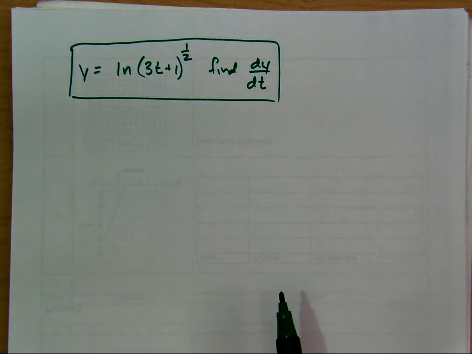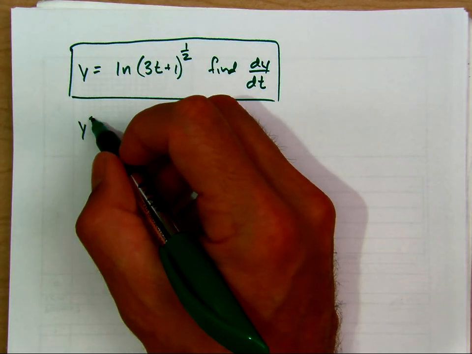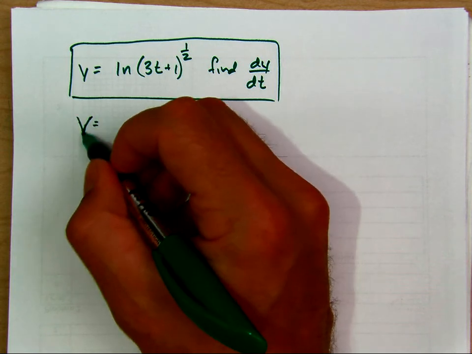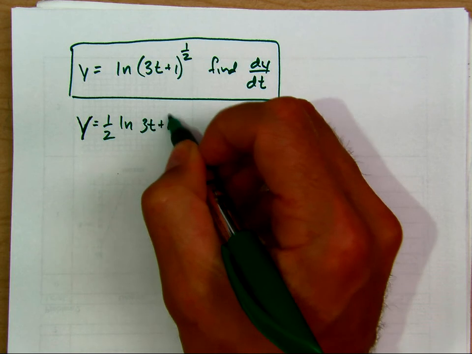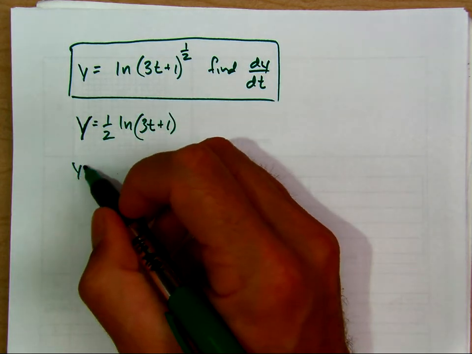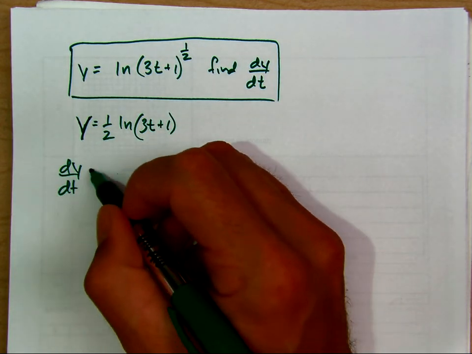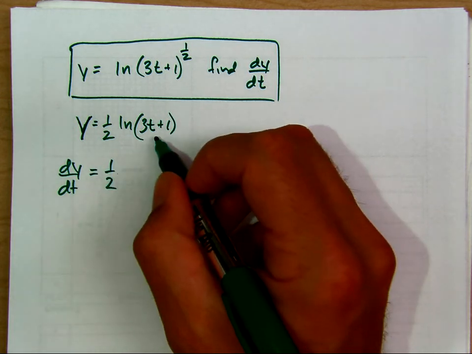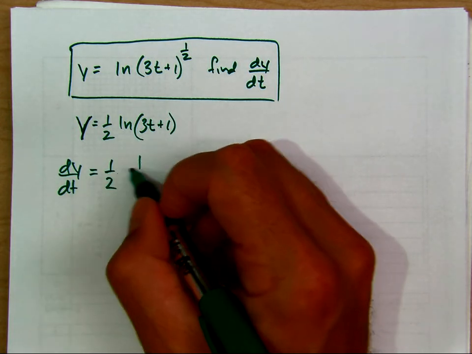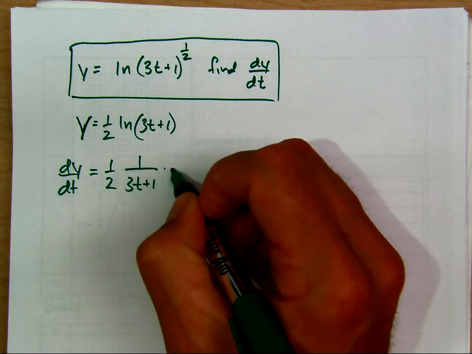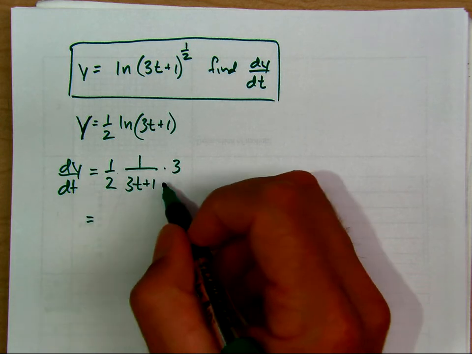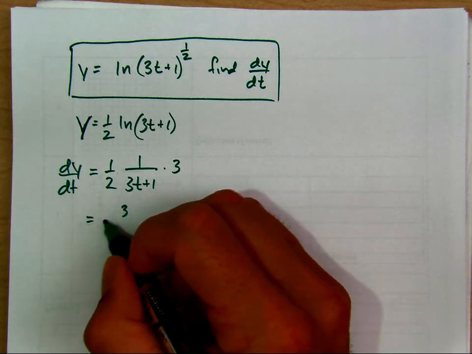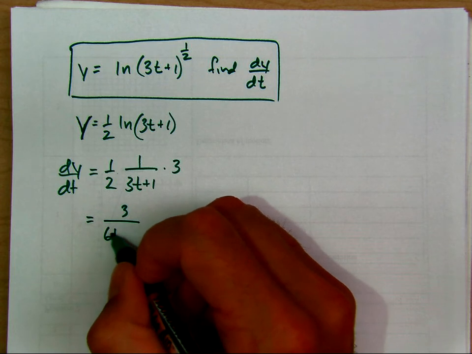Alright, pause the video and try that one. So before we do the derivative, let's just do it the short way, and we're going to put the 1/2 in front. Then we can take the derivative. Let's go ahead and write it in that notation, dy/dt. And the derivative of natural log is the reciprocal of the argument times the derivative of the argument. So we end up with 3/2. We put a 3 on top, and then 6t + 2.